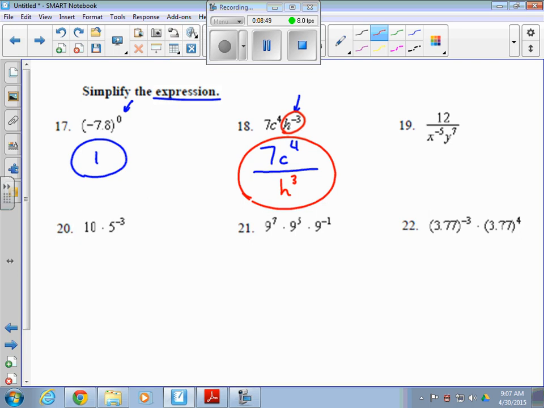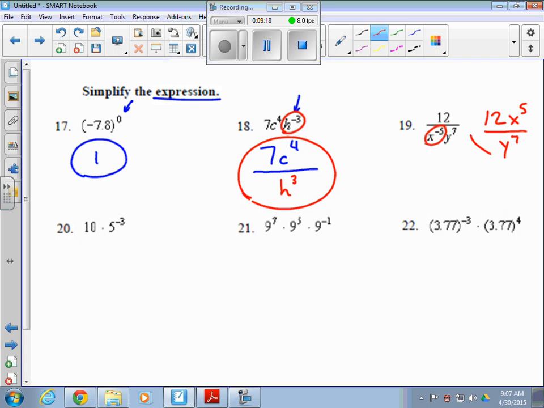Same thing with number 19. You have 12 on top, and you've got x to the negative 5th, y to the 7th on the bottom. X to the negative 5th is being raised to a negative exponent. So it has to ride the elevator and go to the top. 12 stayed on top. X comes up and becomes x to the positive 5th. Remember, it rode the elevator to get rid of the negative. Y to the 7th stays on the bottom right where it is.